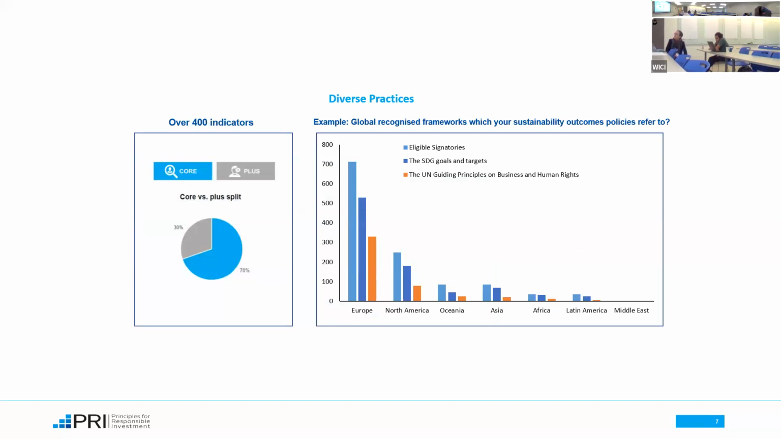But yes, again, back to the data. Here you'll just see one example of a data point. So it will be asking, in this case, from the investors, what are the globally recognized frameworks which your sustainability outcomes policies refer to? SDG goals and targets, UN guiding principles on business and human rights.